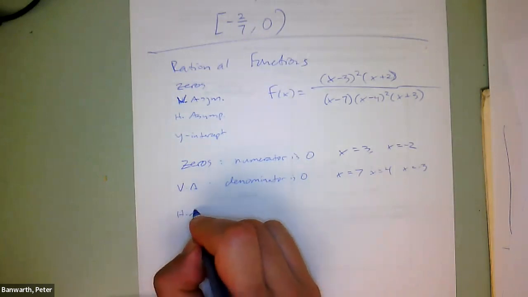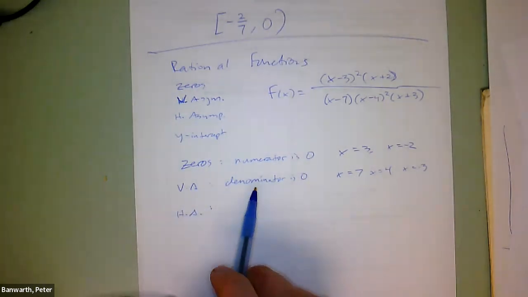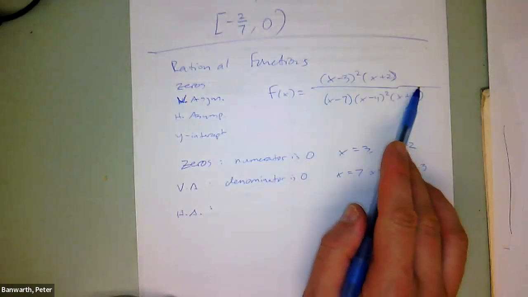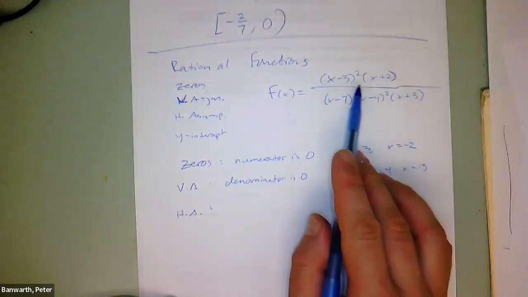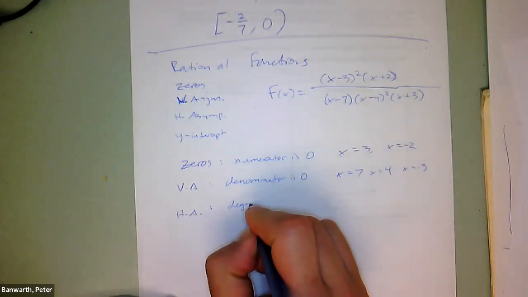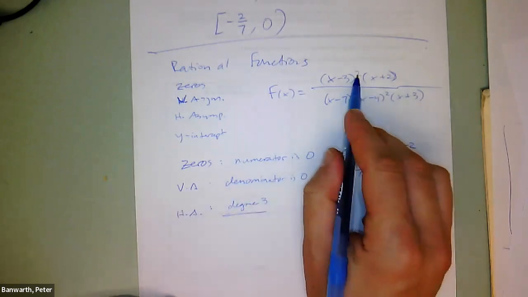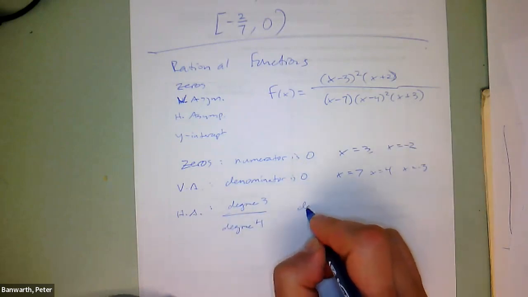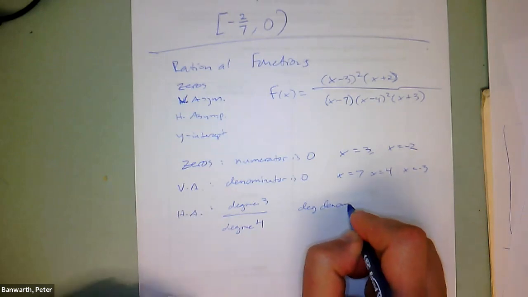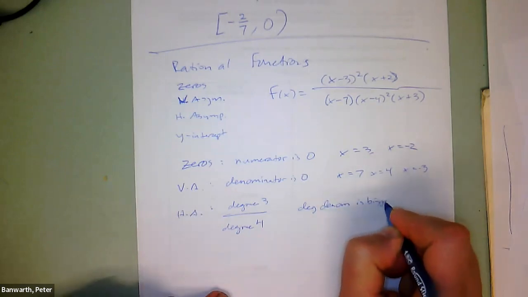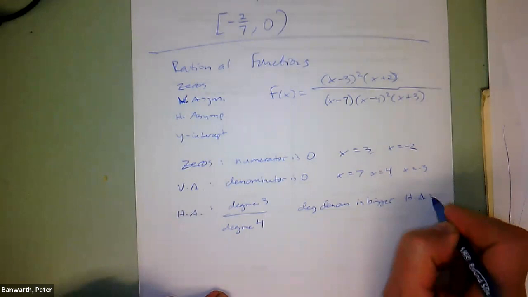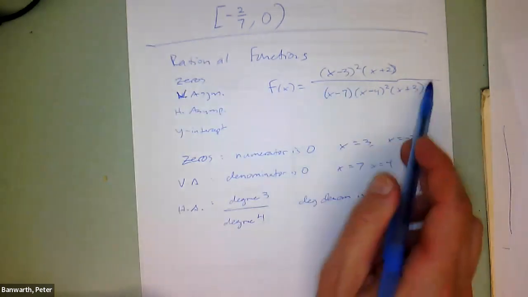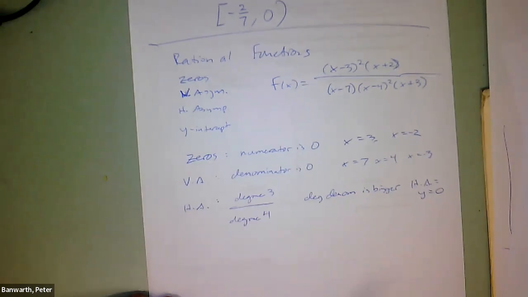Horizontal asymptote, a couple of ways to do this. You could think about if you multiplied all this out, what would the leading terms look like? Or you could say, I have degree 3, 2 plus 1 is 3, over degree 4. So the degree in the denominator is bigger. So my horizontal asymptote is y equals 0. Right? That denominator grows so big, it's going to shrink everything down to 0.